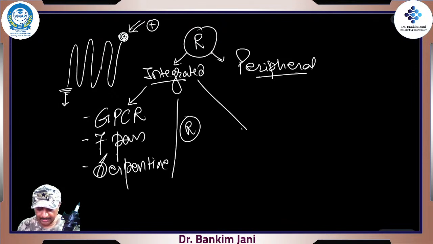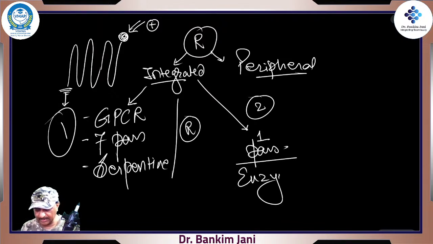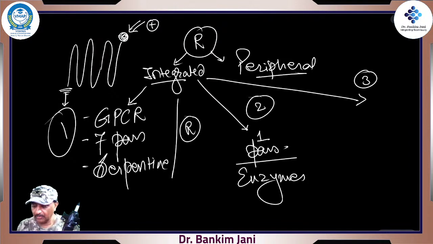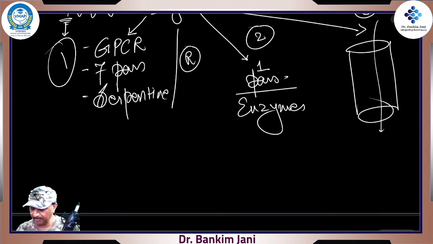Plus in integrated we were having this one. The second one which we'll be discussing was the one pass receptor. One pass usually will be handling all those enzymes. And the third one was those channels. Because they will be sending sodium, potassium, and all those ions, we collectively call them ion channels.